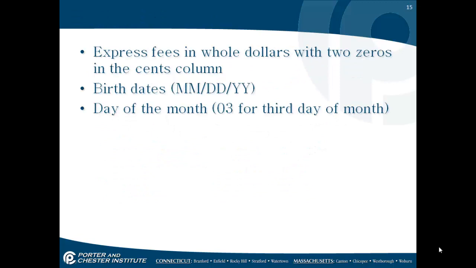Express fees in whole dollars with zeros in the cents column. Birth dates should be a 2-digit month, a 2-digit day, and a 4-digit year, not a 2. When doing your month and your day, if it's a single digit, make sure you have a 0 in front of that. So as an example, if you were born on March 3rd, you would have 0303.